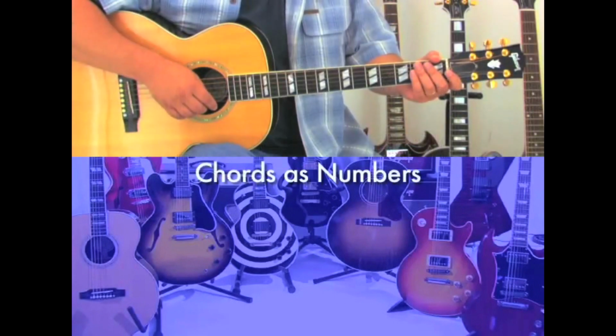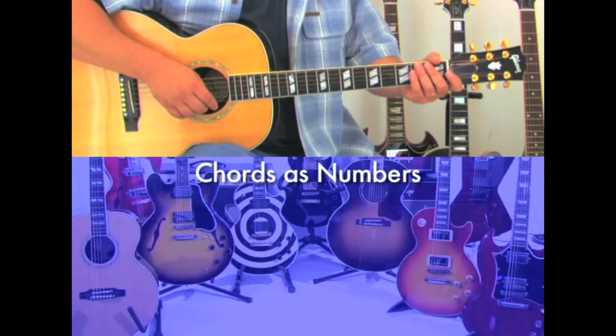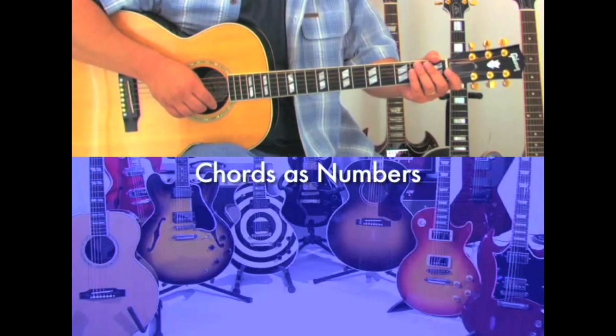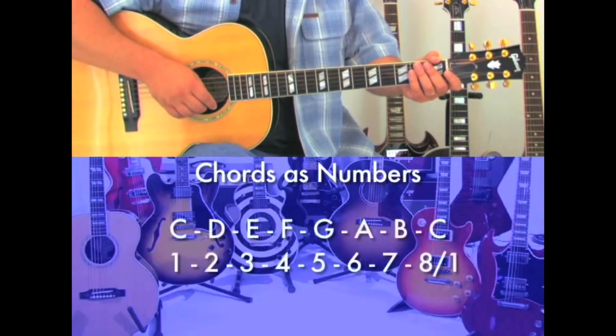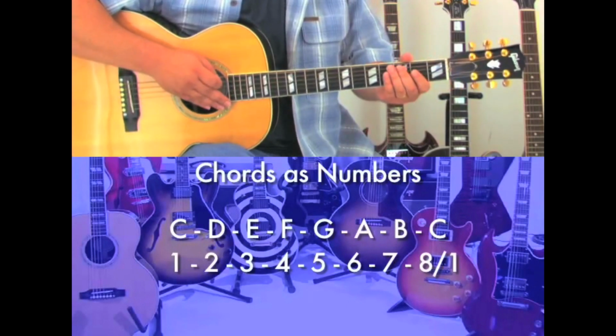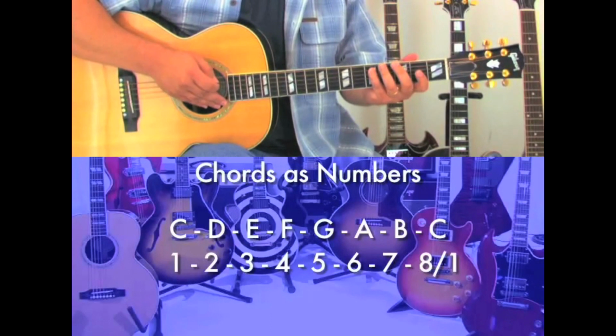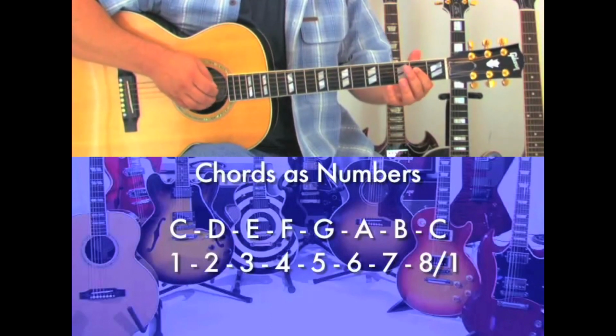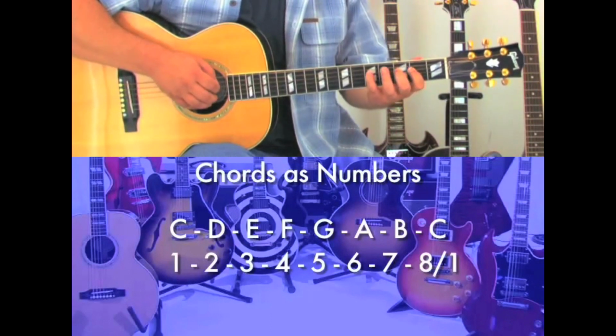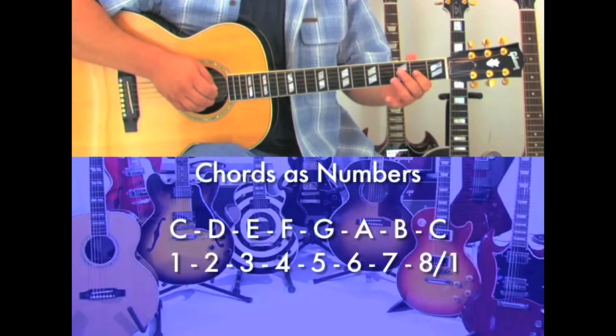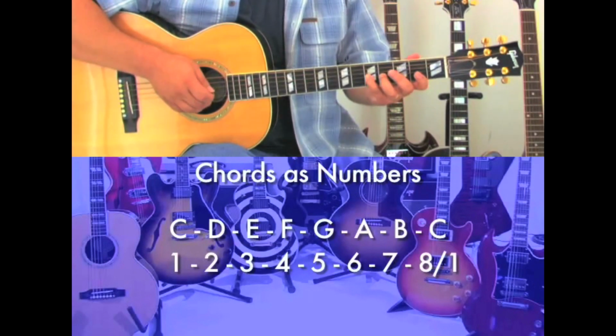Musicians often use numbers in place of chord names when introducing a song to band members. For example, the chords of a song might be introduced as 1-4-5 or 1-6-4-5. As we have learned, each note in a scale has a numeric value. C is 1, D is 2, E is 3, F is 4, G is 5, A is 6, B is 7, and then C is 1 again.